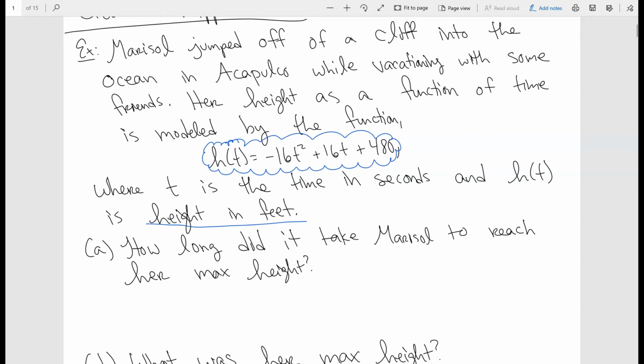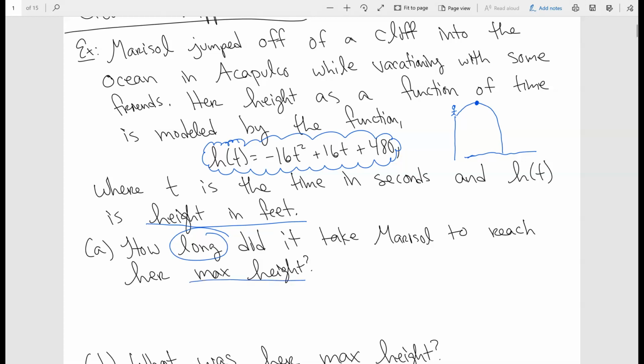So Marisol is up on a cliff. She's right here. And basically what she's going to do is just jump and then land on the water. Okay, that's basically what she's going to do. So there's going to be a point in time where Marisol has reached her maximum height. But we don't want to find the maximum height right now. We want to find how long will it take for her to reach her maximum height.